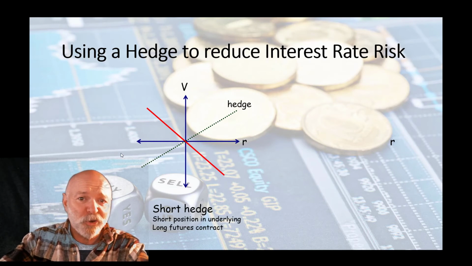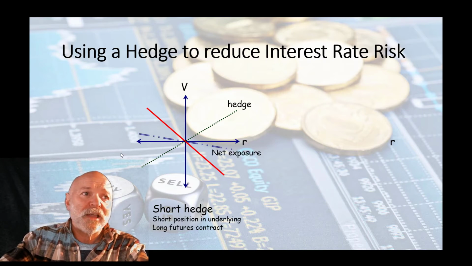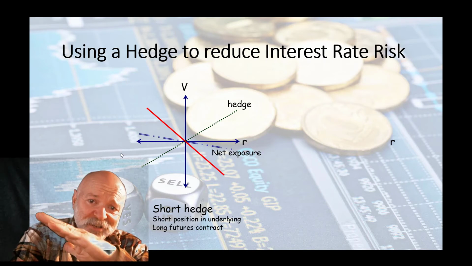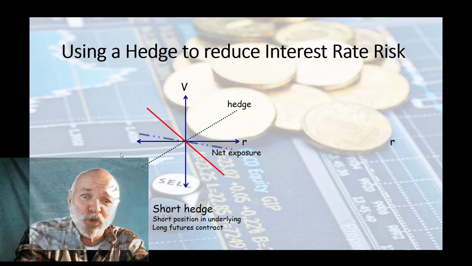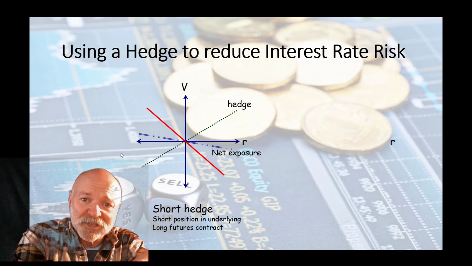We would end up with no loss and no gain. So typically, we'll have a partial hedge, and so this leaves us with a net exposure. If our hedge line wasn't quite as steep as the short position and the underlying was, we have still got some exposure, but it's a lot less.